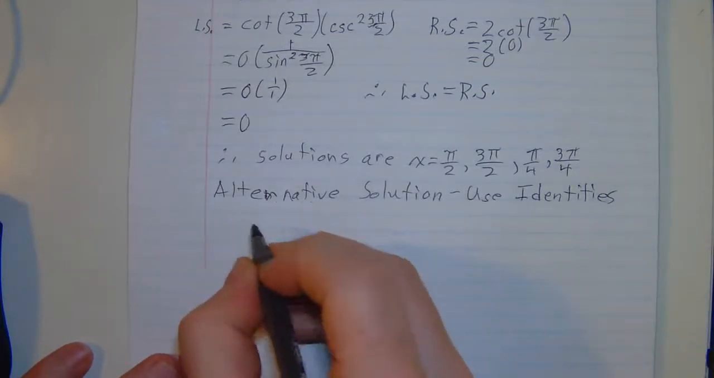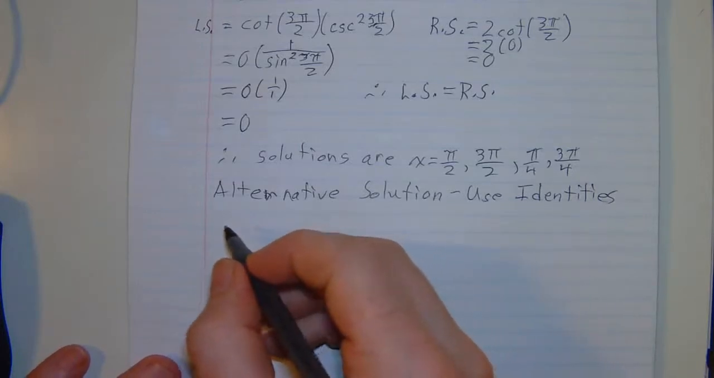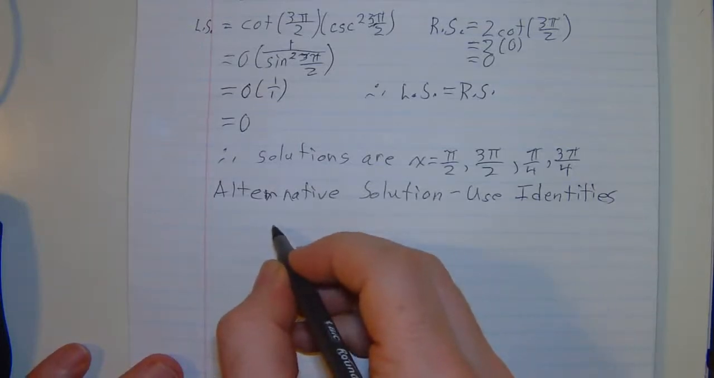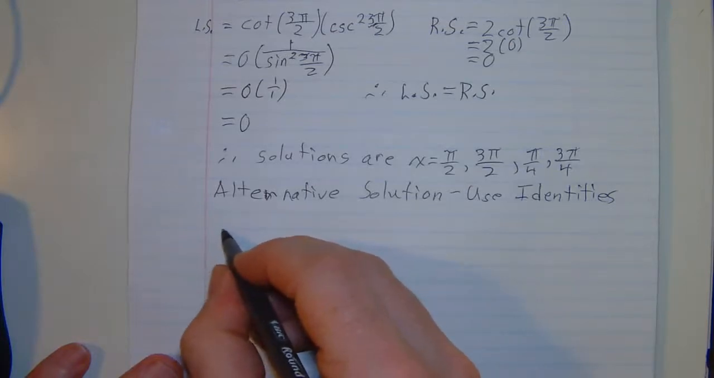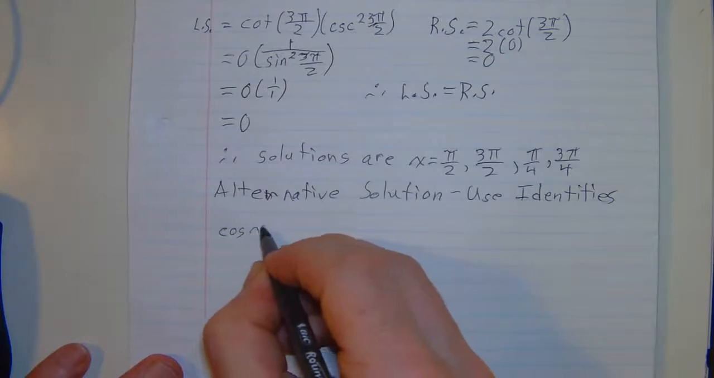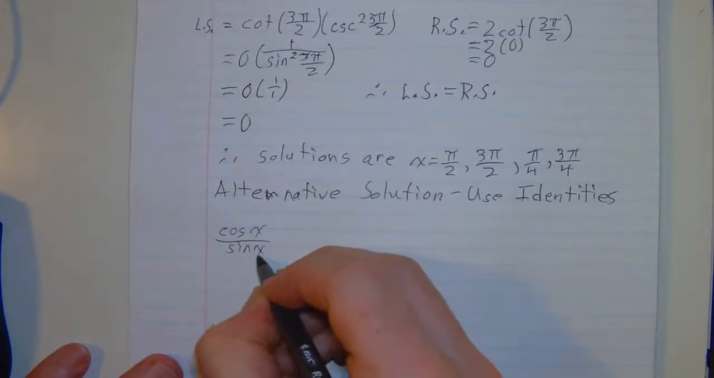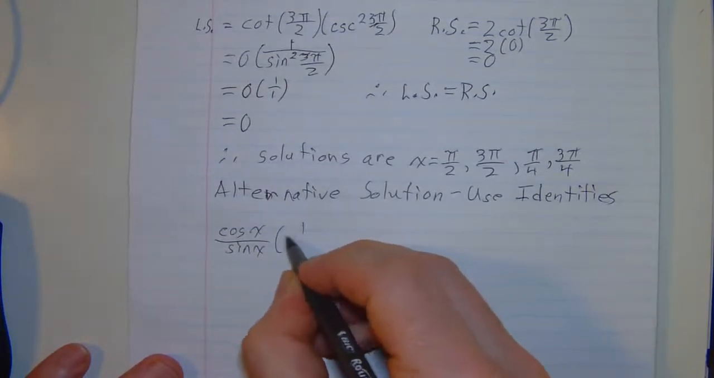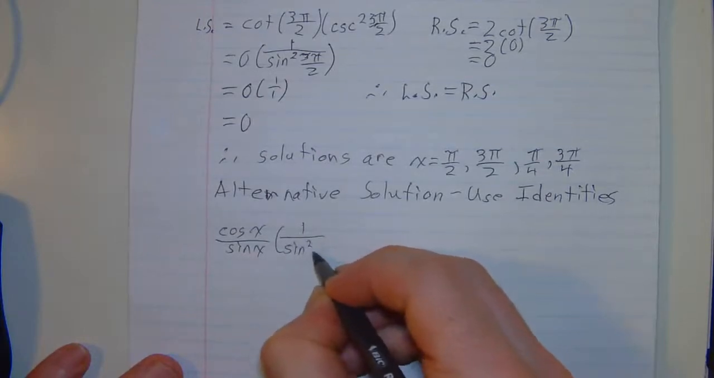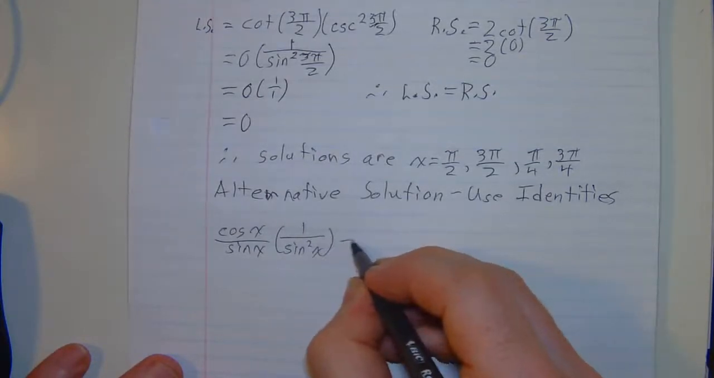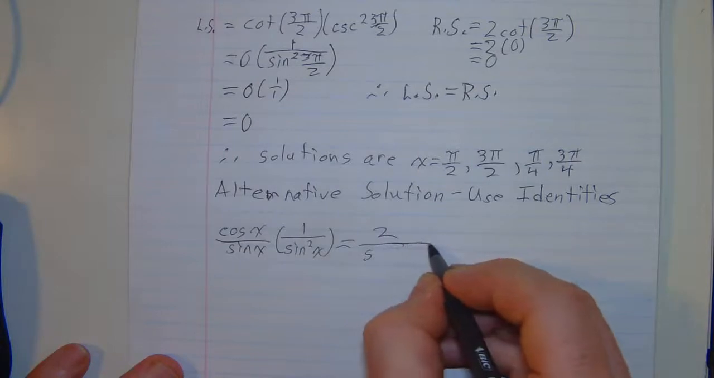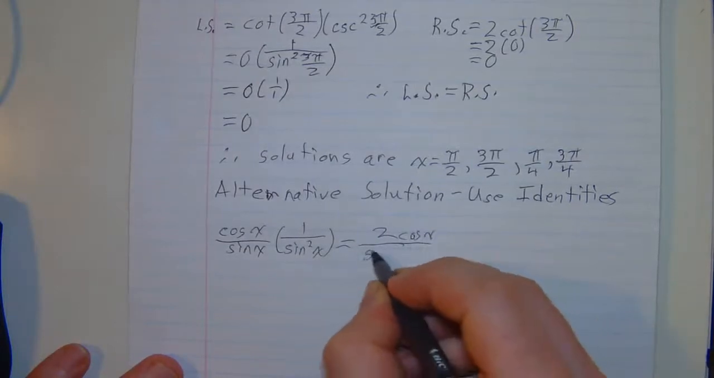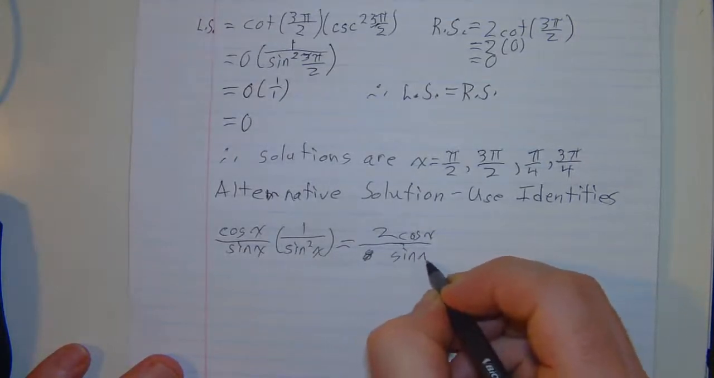So here, when we're dealing with the identities, we have to take a look. What is cosecant squared x? Well, that is 1 over sine squared x. What is cotangent x? Well, cotangent x is cos x over sine x. And here we have 1 over sine squared x equals 2 over cotangent. So that's going to be 2 cos x over sine x.